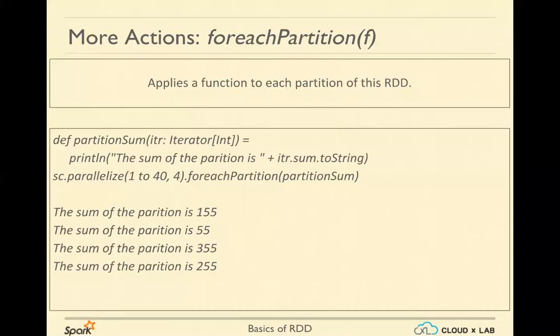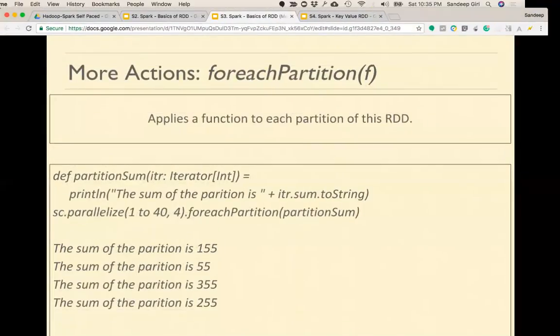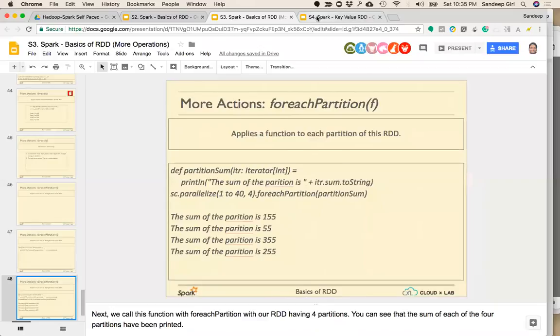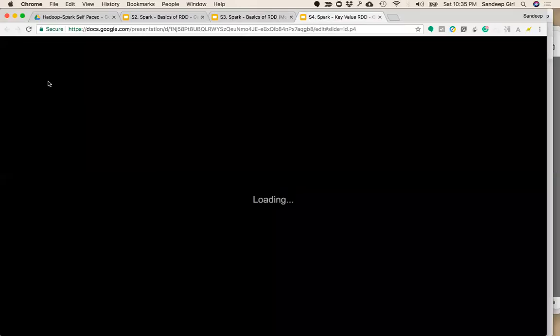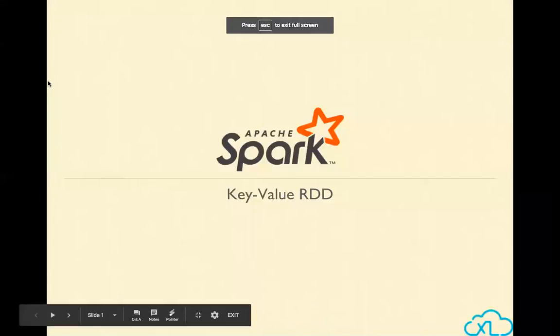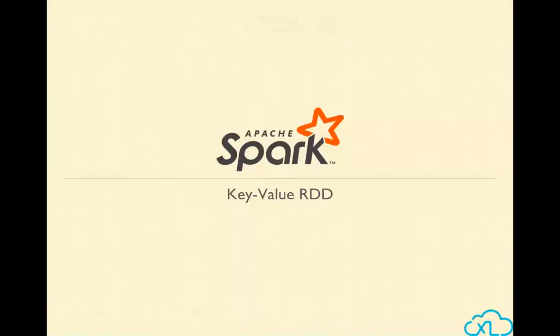I would like to carry on to the key value RDDs. A question from Alok: is it possible to do a transformation of two RDDs in a single chain of transformation? I mean, a cross RDD operation. Yes, it is possible. You could join them, union them, take the intersection, and then afterwards you could execute.